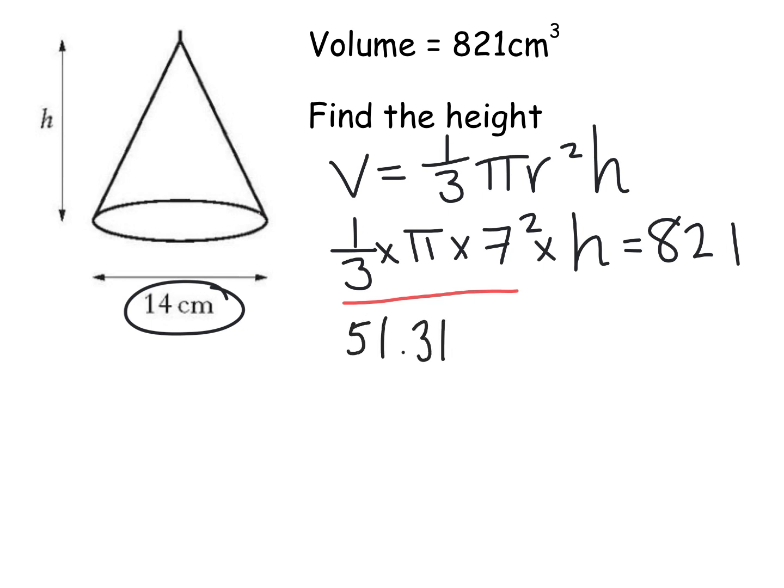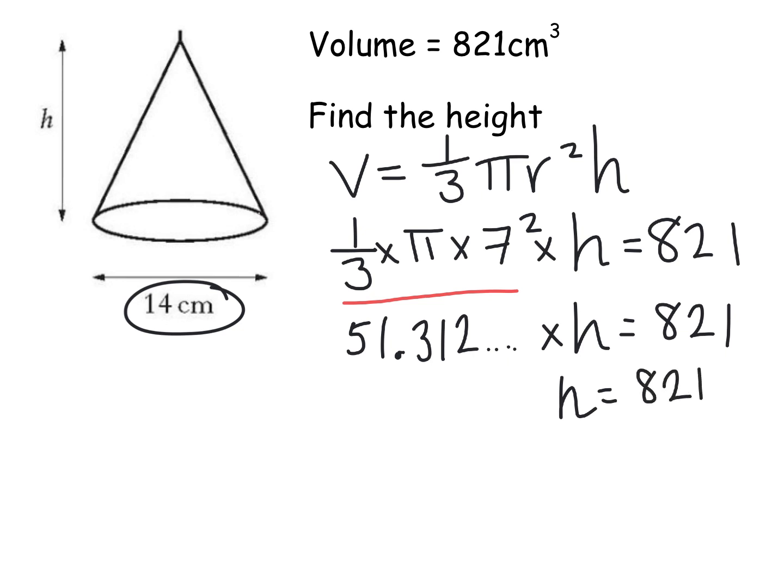51.31. It goes 3126. So I'm just going to write ... times height equals 821. So 3 dots show that I'm using my exact answer. It's still on my calculator screen. Again, if you're going to round, do 3 decimal places for me to try and keep it as accurate as possible. I now need to undo the times by the 51 decimal. So I'm going to divide by that number.